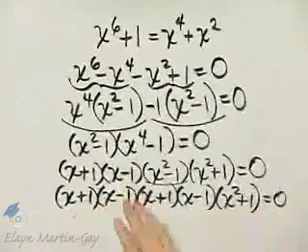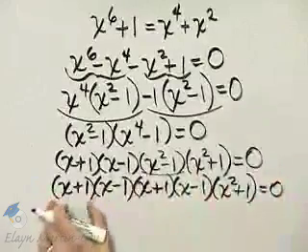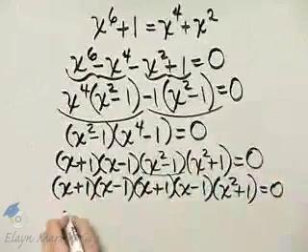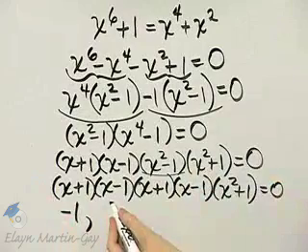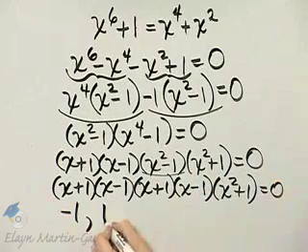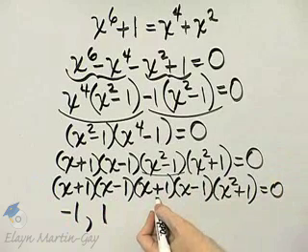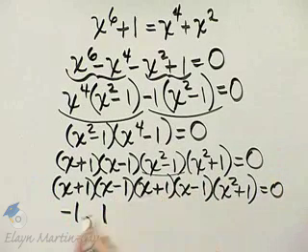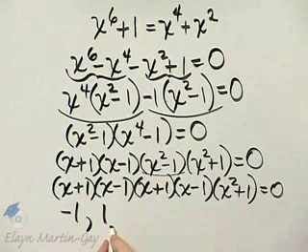You will set each factor equal to 0, but if you set this factor equal to 0, it gives an answer of -1. If you set this factor equal to 0, you have an answer of 1. If you set this factor equal to 0, you have -1, but you already have it written as an answer, so you get no additional solutions here. This equal to 0, you get 1.